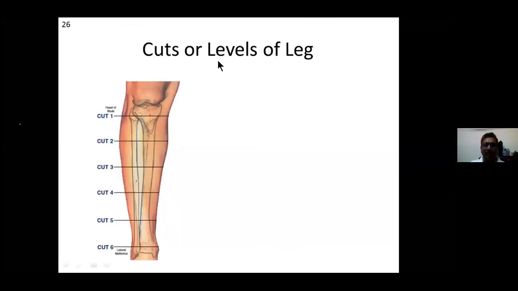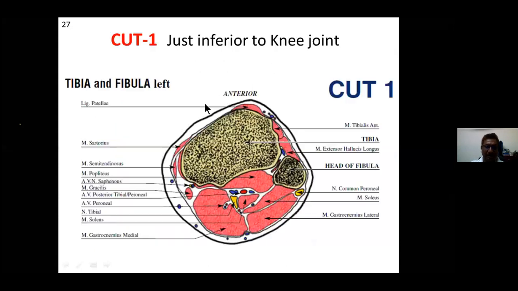Cut levels of the leg. The leg has also 6 cuts. In cut 1, just inferior to the knee joint, you see the anatomy. Major neurovascular structures are posterior to the tibia, and this is the common peroneal nerve, which lies just behind the neck of the fibula.